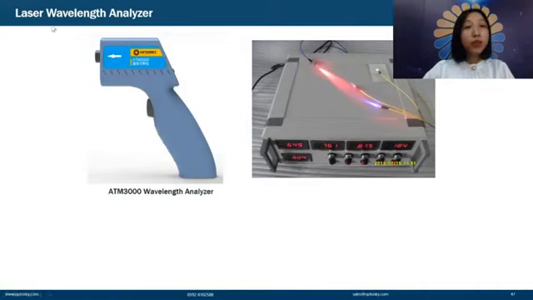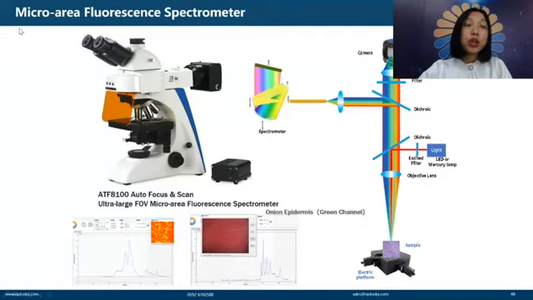And we move to the laser wavelength analyzer. We have mentioned this before. It's a very easy ATM 3000 wavelength laser, so we don't introduce it here. And we also have a micro area fluorescence spectrometer, and in this ATF 8100 autofocus and scan, we have a large FOV view, and we can see this is the platform inside. This is the platform, and this is the sample cell.